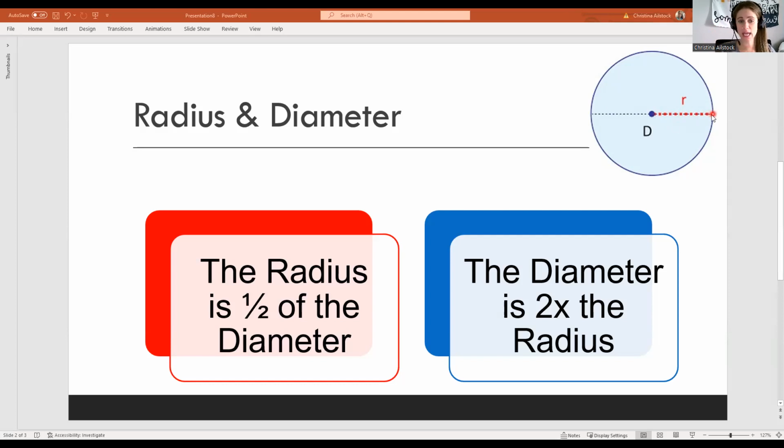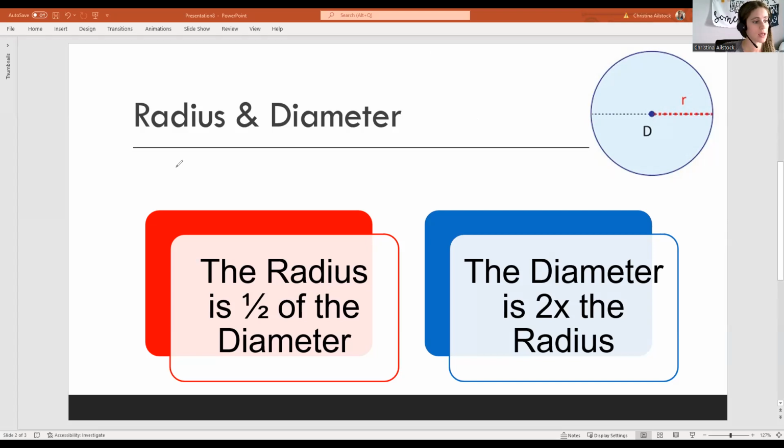And then the diameter, that's what's in blue here, that starts at one edge, goes through the center and all the way across. So the diameter goes all the way across. The radius only goes halfway across. So down here, if we want to compare the two together, that means your radius is half of your diameter.